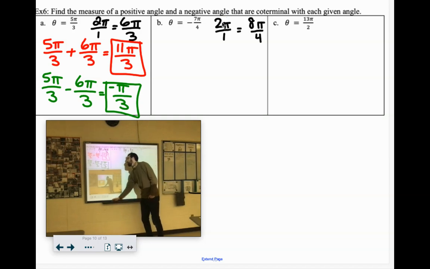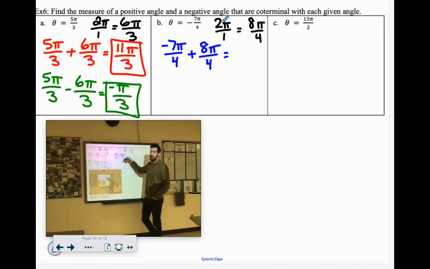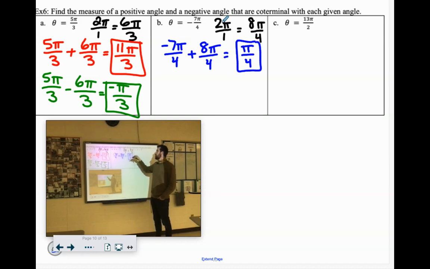So we'll start with negative 7 pi over 4. And let's go ahead and add one full rotation, plus 8 pi over 4. Negative 7 plus 8 is 1, so we'd have 1 pi over 4. That would be our positive one. And again, you could keep adding 8 pi over 4. So it'd be 9 pi over 4, 17 pi over 4, 25 pi over 4. Those are all coterminal angles.